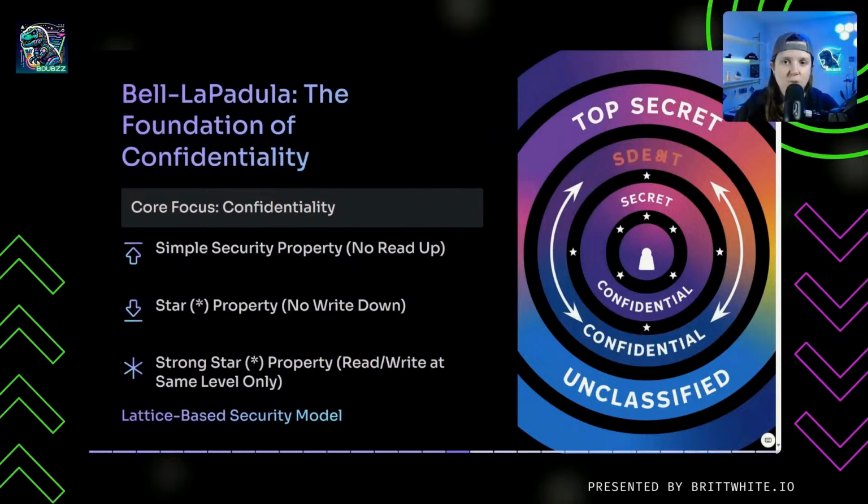The strong star property combines both of these rules. A subject can only read and write at their exact security level. They can't read up and they can't write down. This creates perfect compartmentalization of information. While BLP is excellent for maintaining confidentiality in hierarchical systems, it's important to note that it doesn't address data integrity. For that critical aspect, we need to look at our next model.